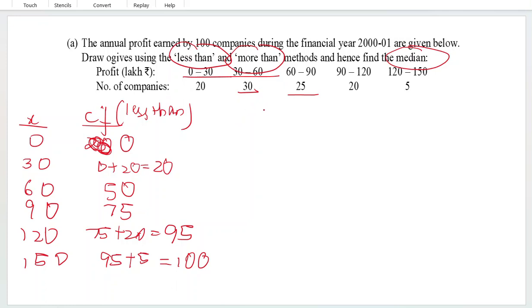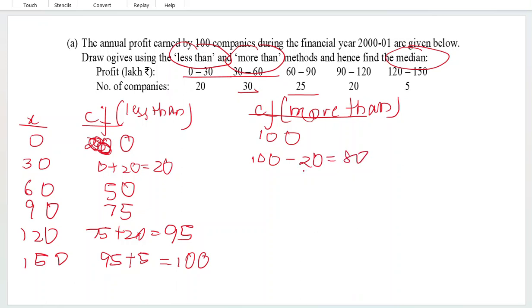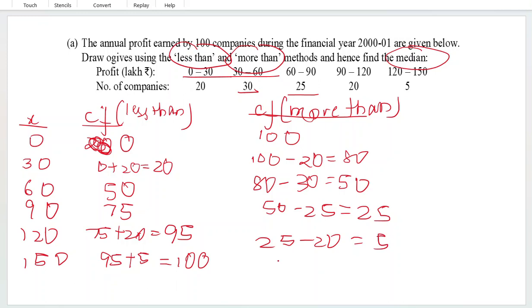At the same time, we shall create a CF of more than type, and this shall be used to draw the more than type ogive. So for that we start with the first entry, which is definitely the total, 100, and we now keep on subtracting. So first we do 100 minus the first entry which is 20, we get 80. 80 minus 30 we get 50. 50 minus 25 we get 25. 25 minus 20 we get 5. 5 minus 5 we get 0.